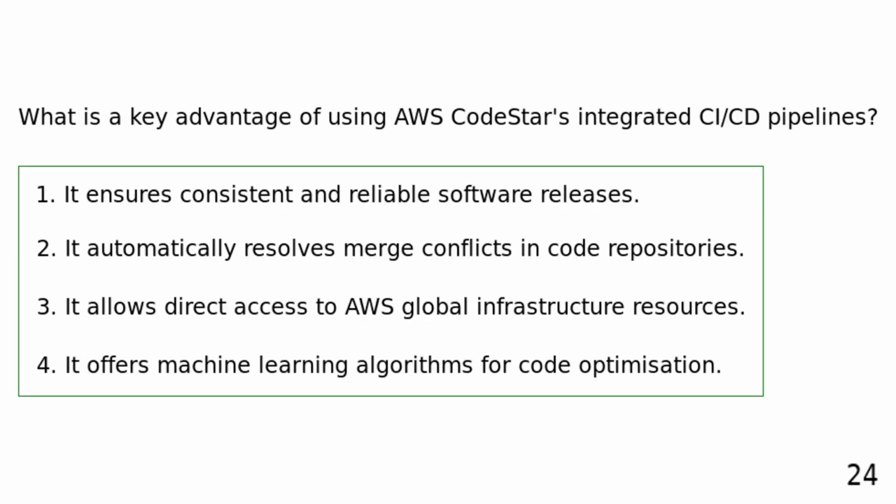What is a key advantage of using AWS CodeStar's integrated CI/CD pipelines? It ensures consistent and reliable software releases. It automatically resolves merge conflicts in code repositories. It allows direct access to AWS global infrastructure resources. It offers machine learning algorithms for code optimization.